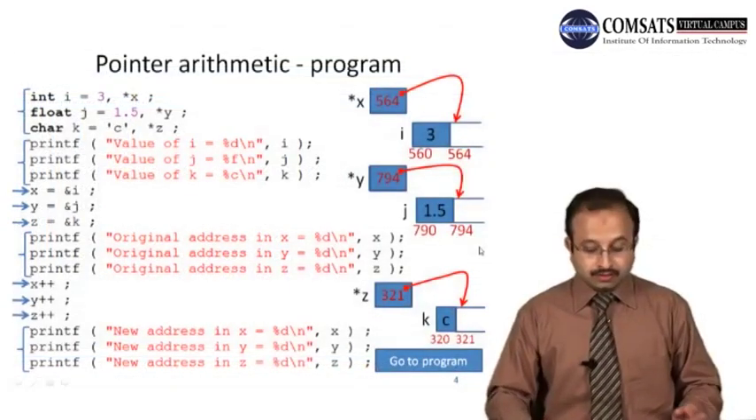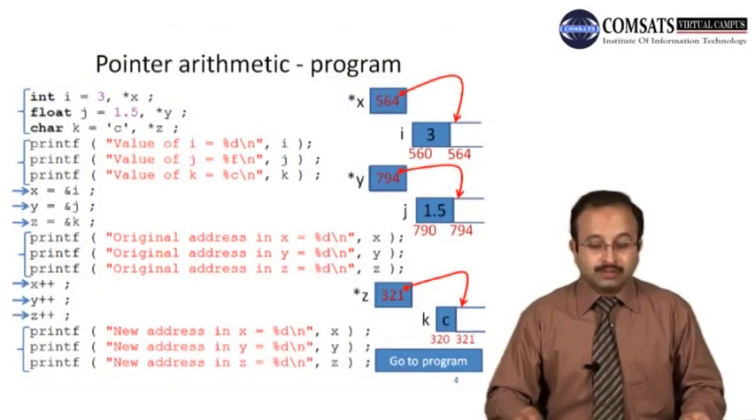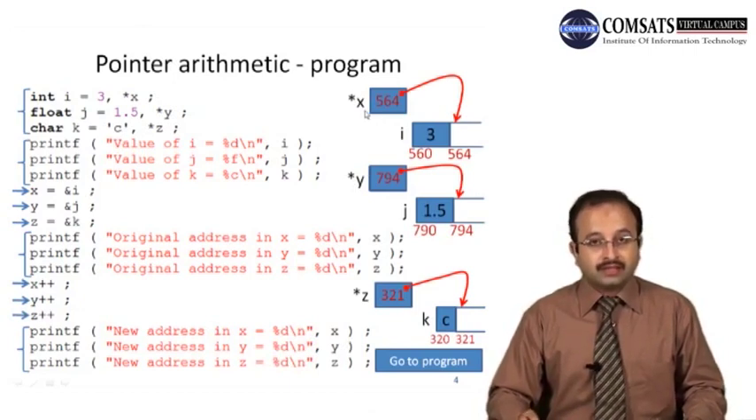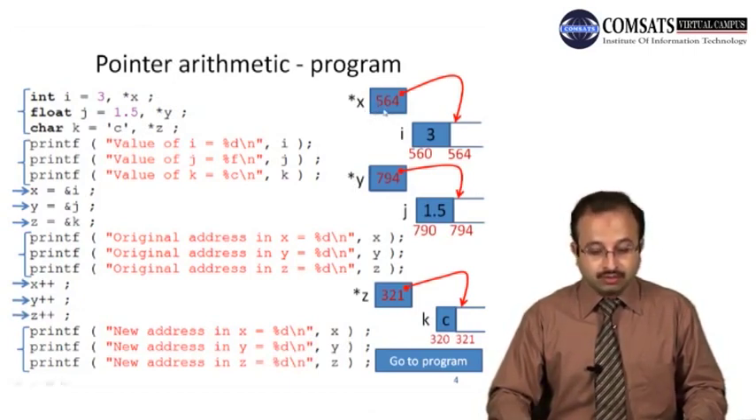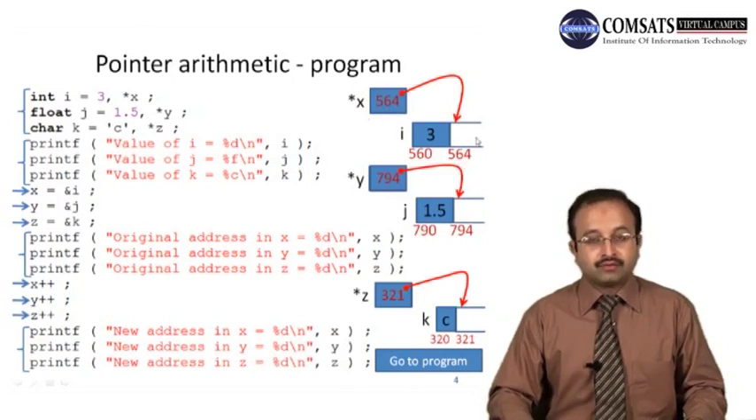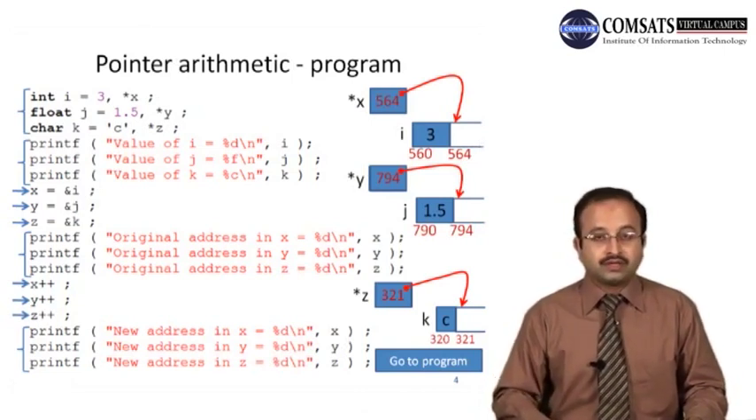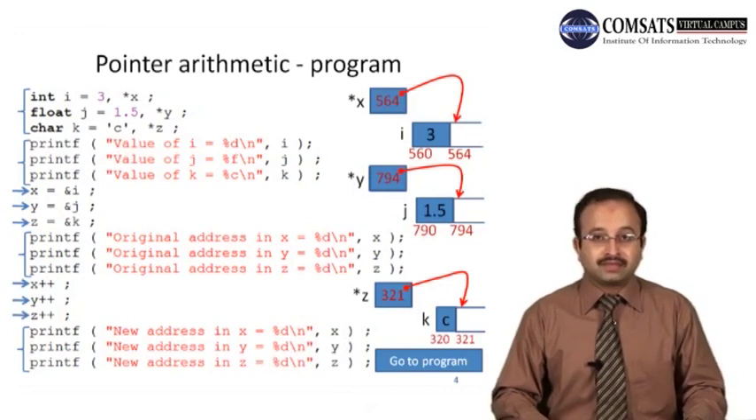Okay, so the things that need to be remembered are: what is x and what is *x. x is a memory address that is held by the pointer, that is 564, and *x is the value at address 564. So whatever value is over here, that will be written if you use *x. *x means you are dereferencing a pointer, and whenever I say dereferencing a pointer, it means the value at the address that is held by the pointer.